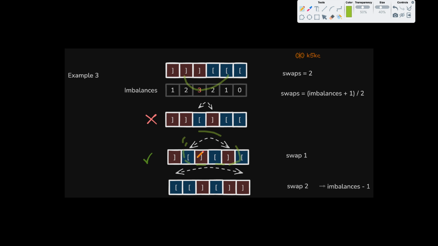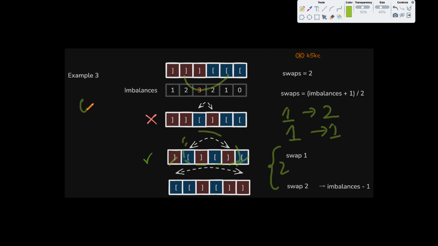And now there is only one imbalance remaining, that is this character and this character. And for one imbalance, at least we have to make one swap. So the number of swaps here will become 2. So now we can come up with a strategy that in one swap, we try to fix two imbalances, and then if the number of imbalances is odd, then for that imbalance again we have to use one swap. So the number of swaps will be equal to (imbalances + 1) / 2.